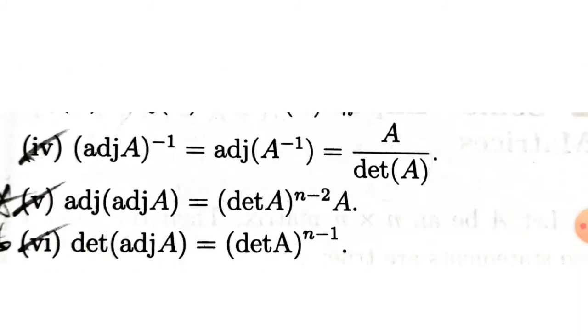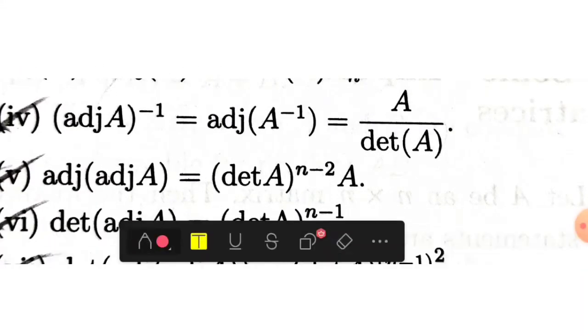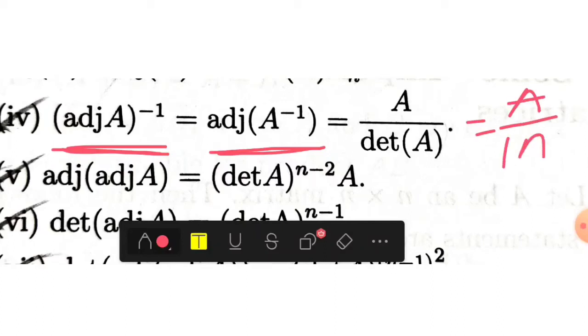Now go to formula number 4. Here is formula number 4. Adjoint A whole inverse is equal to A inverse adjoint. Okay, adjoint A whole inverse is equal to adjoint of A inverse, which is equal to A by det A.